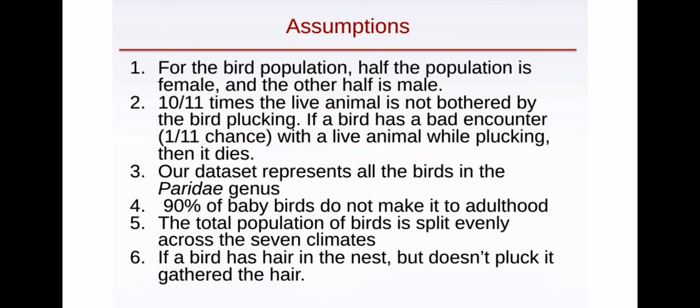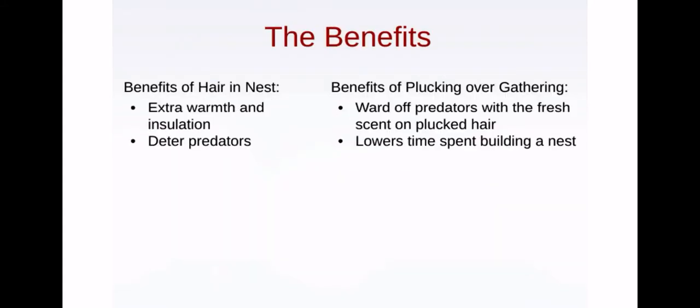Fifth, when studying the results of our model across different climates, we assume the total population is split evenly across the climates. Finally, we assume if a bird has hair in its nest and it didn't pluck it off of a live animal, it gathered the hair from carcasses or off of the ground. When considering why some birds pluck hair off of live animals, we thought of the possible benefits of a bird having hair in its nest. We thought that insulation and warmth could be a possible benefit. We also thought that the hair in the nest might deter predators from finding the nest.